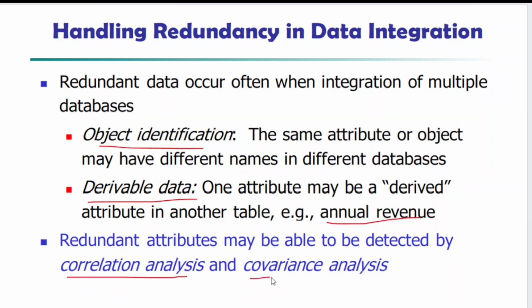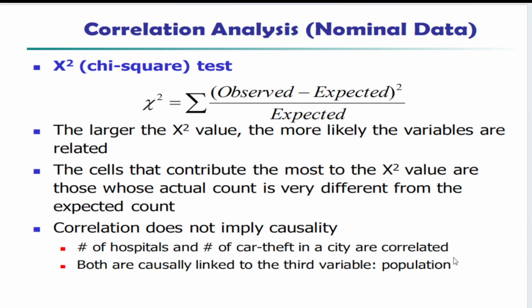So how can we detect redundant attributes? We can detect redundant attributes with the help of correlation analysis and covariance analysis. See, what is correlation analysis? This is one of the important questions again. How can we do correlation analysis on nominal data? We have one good technique called the chi-square test.